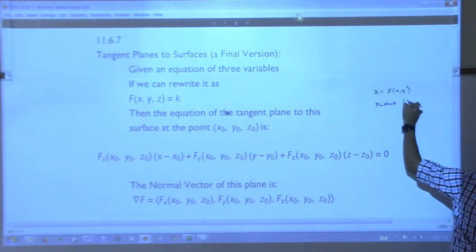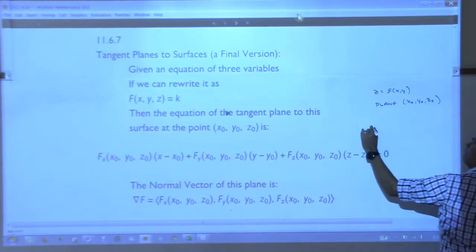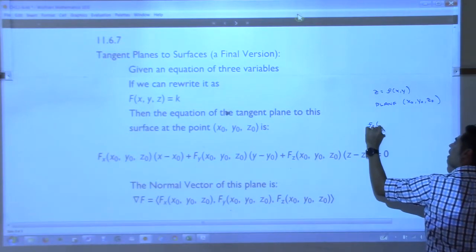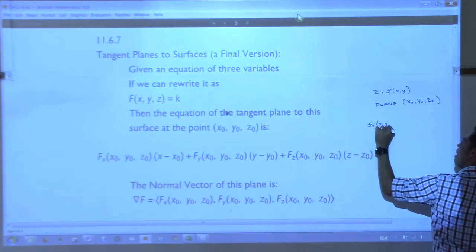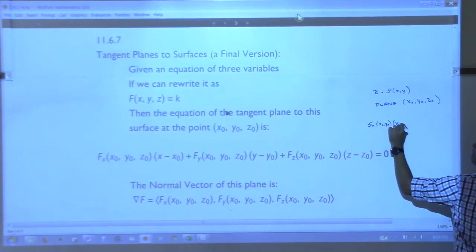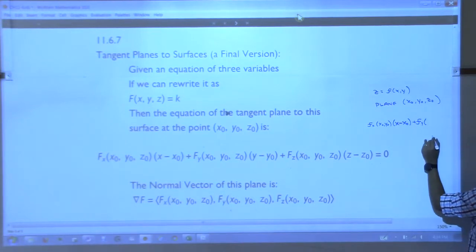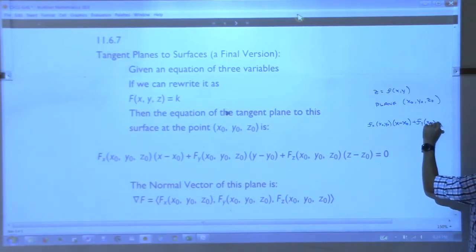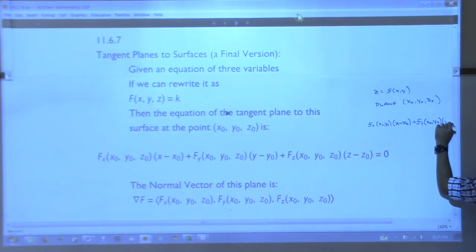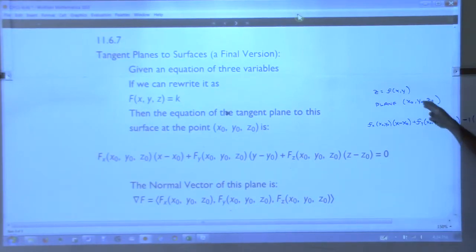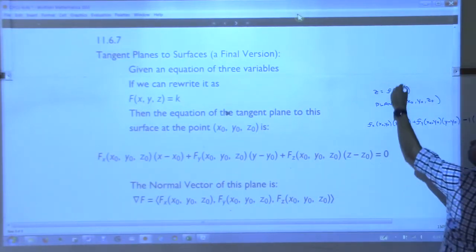at the point x naught, y naught, z naught would be equal to the partial of f with respect to x at x naught, y naught, times x minus x naught, plus the partial of f with respect to y at x naught, y naught, times y minus y naught. And then what was that next one? I said it would always be -1 times z minus z naught, equals 0. That was from the beginning of class. This is saying, okay, scratch this. You don't need this anymore.